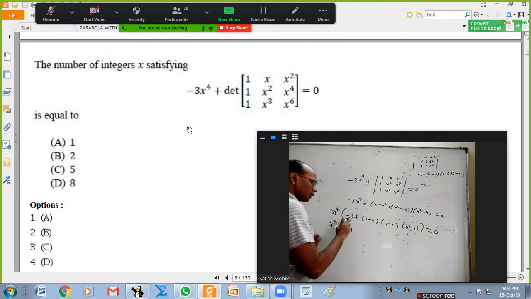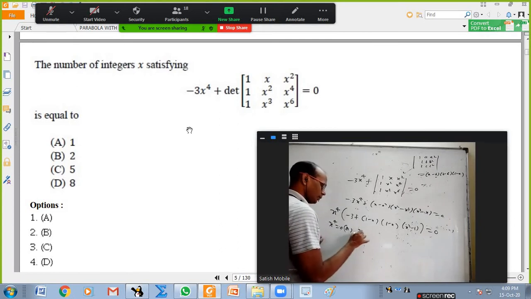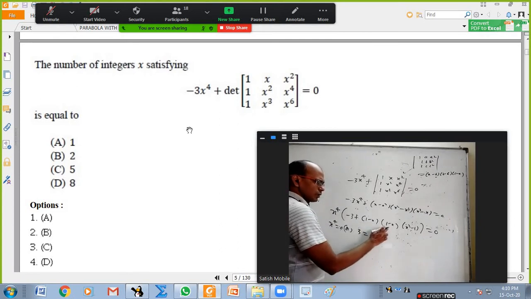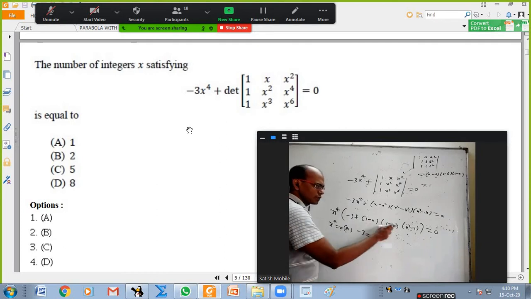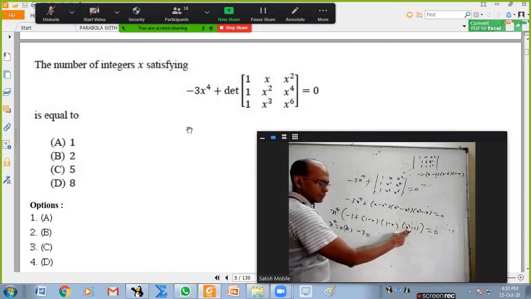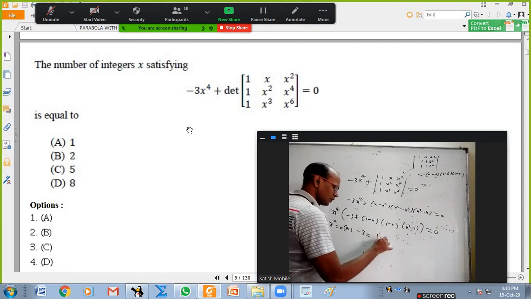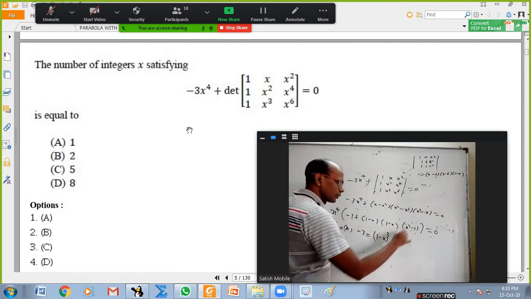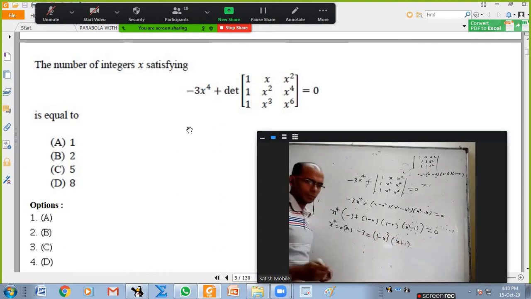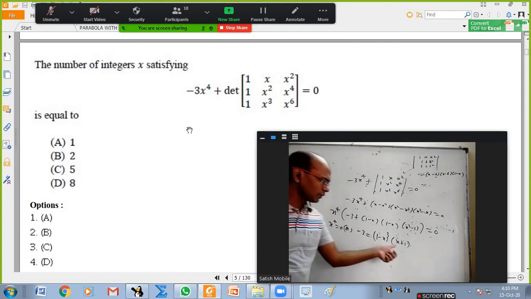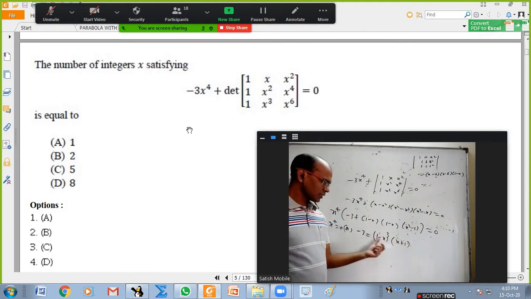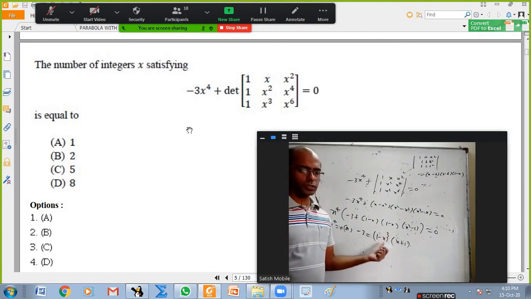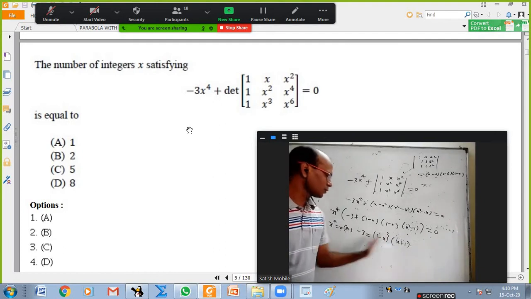I'll tell you why. Send these 3 that side. You have 1 minus x, 1 minus x, or let us keep minus 3 only here. 1 minus x, and here I'll get 1 x minus 1. Send that side. It will be 1 minus x whole cube into x plus 1. If you are looking for only integer solutions, it is very easy. If x is integer, x plus 1 is also integer. And if x is integer, 1 minus x is also integer. Integer whole cube is also integer. Integer into integer is minus 3.